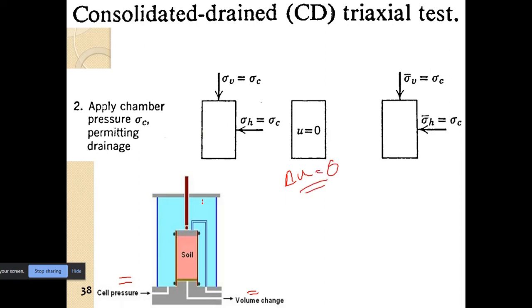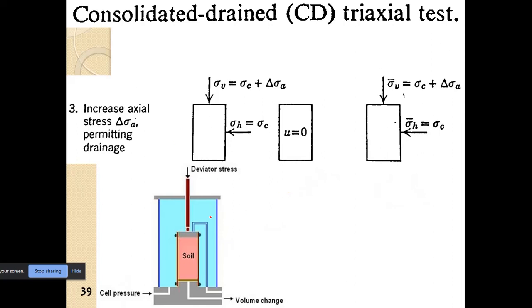So whatever confining cell pressure we are applying, the same amount of effective stress is being developed. So effective stress is equal to the confining cell pressure which is applied. So this is the consolidation stage. The sample is basically consolidated to the confining stress, or the cell pressure, that we are applying. So this is stage 2.